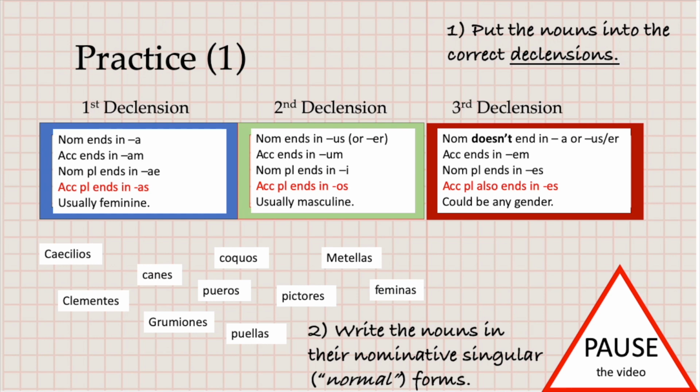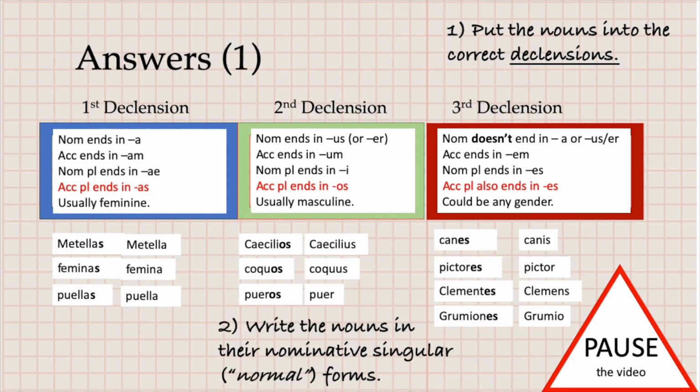We're given a little floating cloud of nouns there. You just have to sort them out based on their endings. Pause the video now. Okay, here come your answers then. So, all the ones that end in as go into the first declension. So that's metellas, feminas, and puellas. All the ones that end in os go into the second declension, so caecilios, coquos, and pueros. And all the other ones, the ones ending in es, go into the third declension.